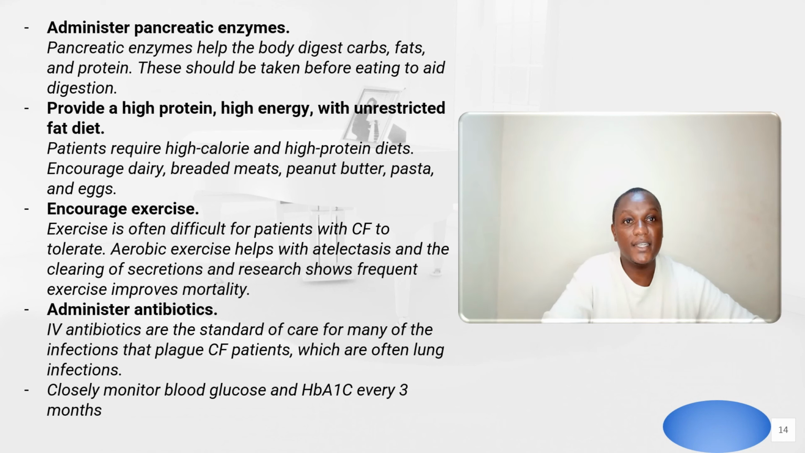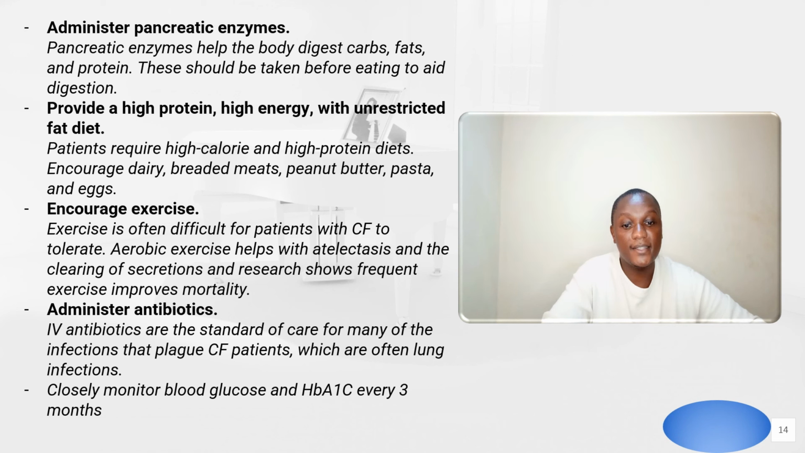Administer pancreatic enzymes. We have said pancreatic enzymes help the body digest carbohydrates, fats, and protein. These should be taken before eating to aid in digestion. Provide a high protein, high energy with unrestricted fat diet. Patients require high calorie and high protein diets. Encourage dairy, breaded meats, peanut butter, pasta, and eggs.